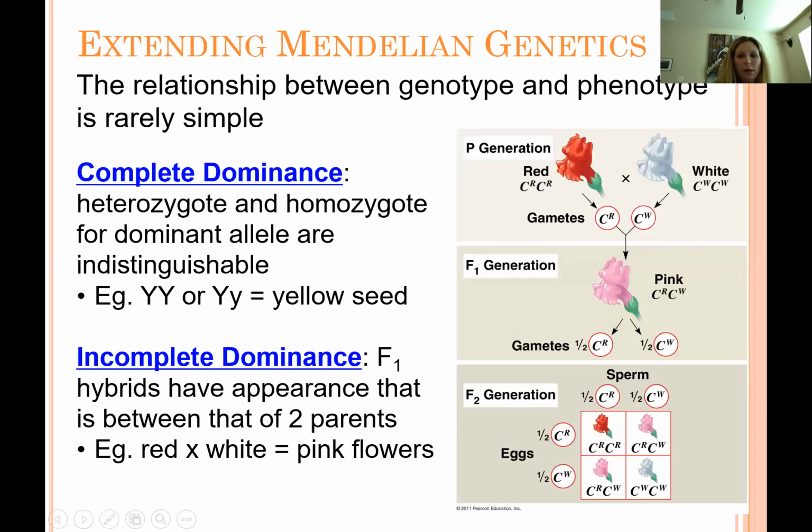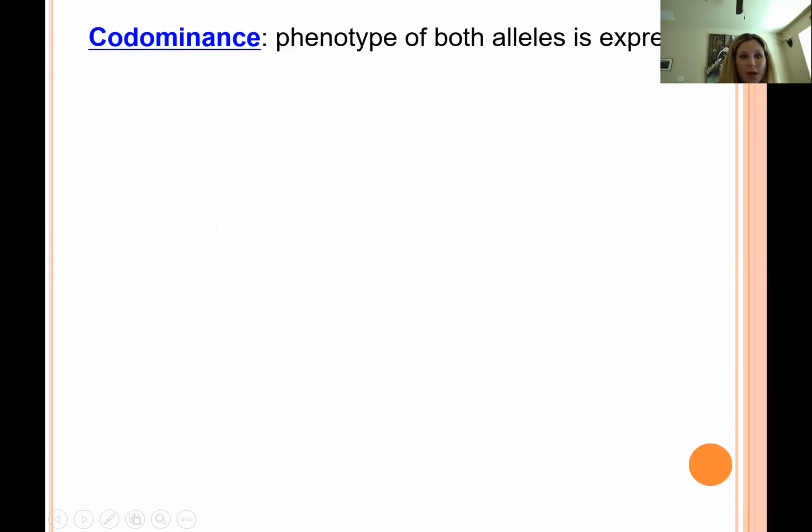All right, next up, I'm going to stop share and go back to the PowerPoint share. Okay, moving on to codominance. Same thing, we're working the problem the exact same way using a Punnett square, but instead of an in-between, codominance means you actually have two traits that are both dominant that will both be expressed.